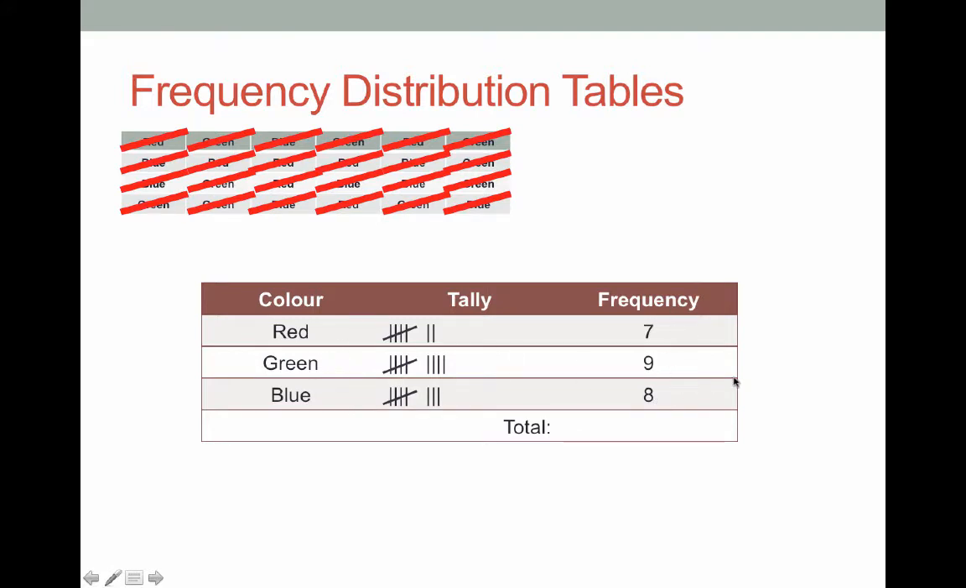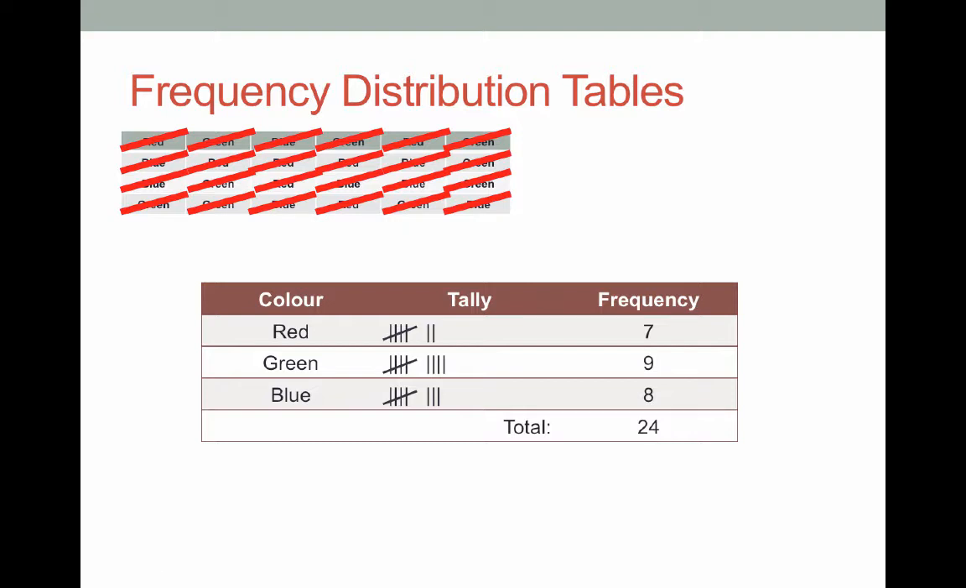What I do now is I work out the total by adding up my frequencies to get 24. The reason why I do that is because I have 6 across and 4 down, which means I have 24 different colors. And that number of colors needs to be the same as my frequency. If it's not, I may have missed one and I'll have to go back.